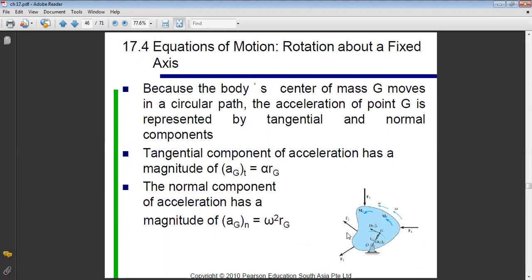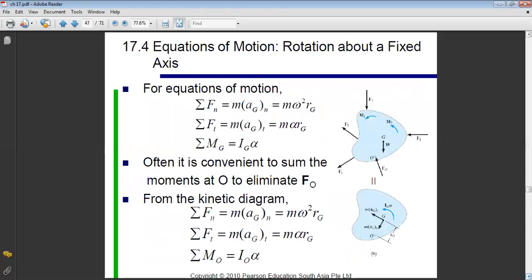And when G is moving on a circle, I can find the acceleration of G as tangential acceleration is alpha times RG, and normal acceleration is omega square RG. Now, concerning sum of moment, I can write it as sum of moment about G, or I can write it as sum of moment about O. Can you tell me how we can demonstrate that sum of moment about O is equal to IO alpha?